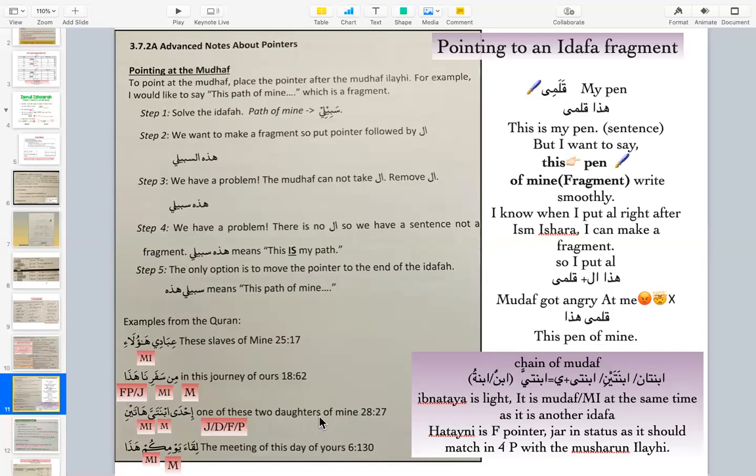Two daughters of mine, my two daughters. So we are adding ya over here. So ibnatayya. Since we are making this ibnataini a mudaf, we need to make it light. So we drop this noon. Mudaf has to be light, right? So we drop this noon, and then we add this ya as a mudaf ilayhi. So this is how it became ibnatayya.